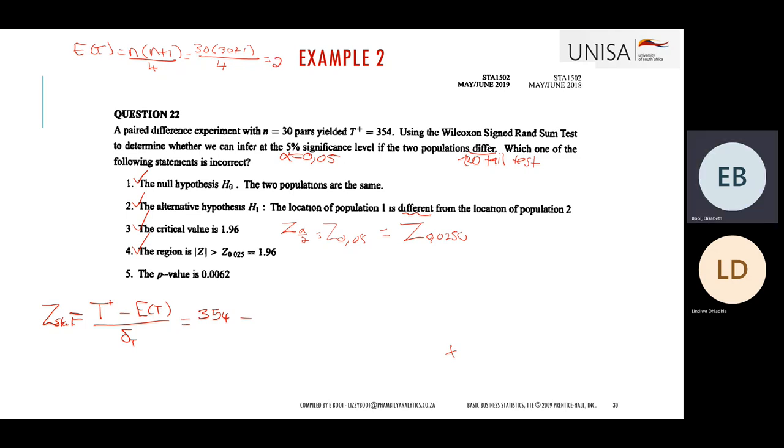Yes. 232.5. That's what you are telling me. 232.5. And now we need to calculate the standard deviation, which is given by the square root. So how do we do that?